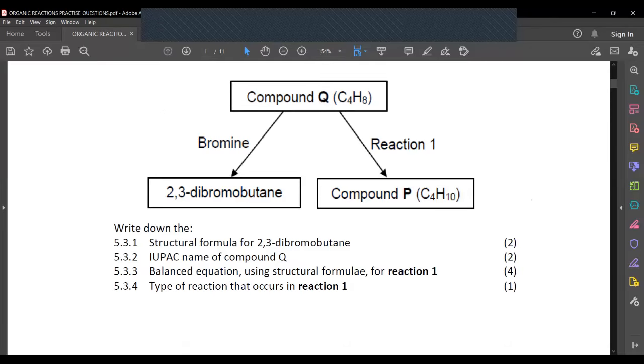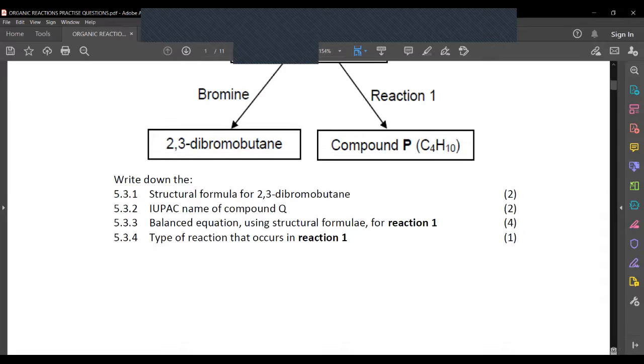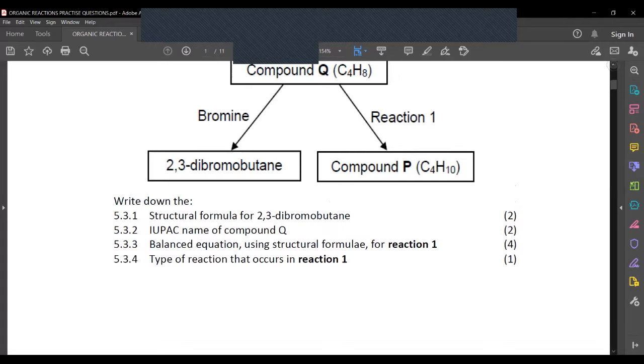Let's go to 5.33. Balanced equation using structural formula for reaction 1, and that's 4 marks. All right, for reaction 1. What's happening in reaction 1? I'm coming from compound Q to compound P. C4H8, that's compound Q. C4H10, that's compound P. So I'm coming from an alkene to an alkane. I can tell you what the name of the reaction is. The name of the reaction is hydrogenation. I've actually answered 5.34 because I'm coming from an alkene to an alkane.